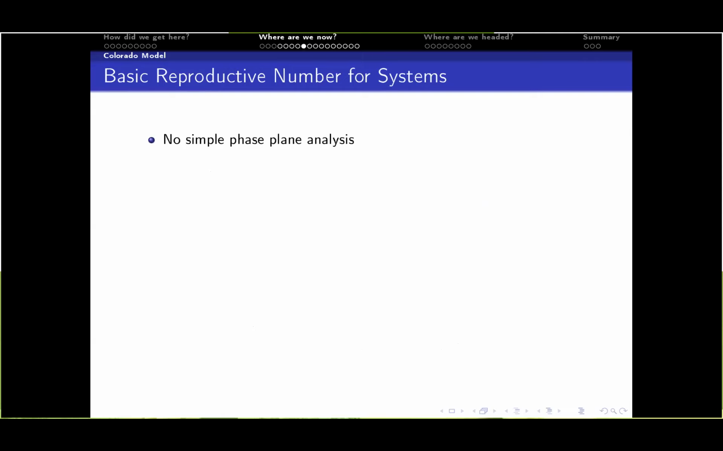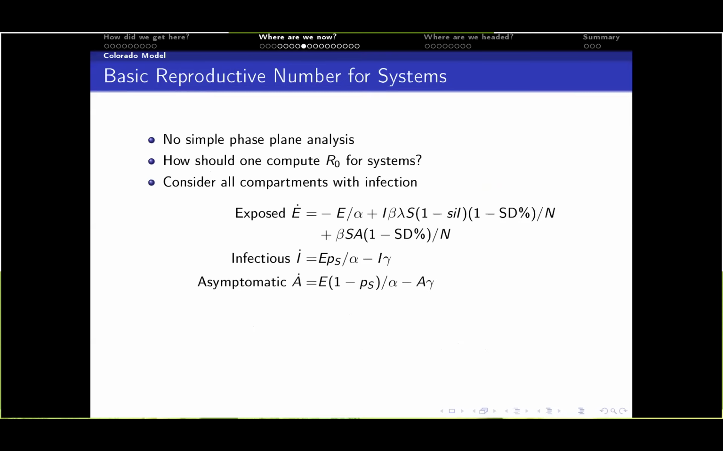Okay, so one of the things that I thought might be interesting to talk about is the basic reproductive number when you have a system of differential equations. You can't just plot S versus I anymore, right? You have multiple infected, that exposed category. And so the question is, how do you try to come up with an estimate here? You can't do a simple phase plane analysis. So how do you compute this? Well, here's the way you do it.